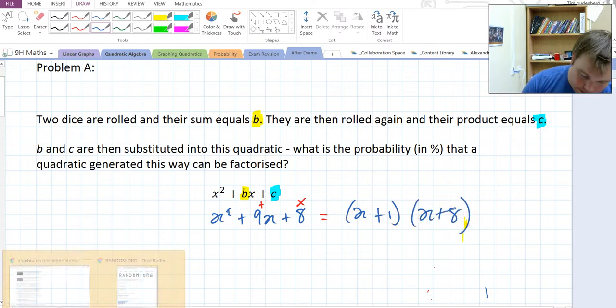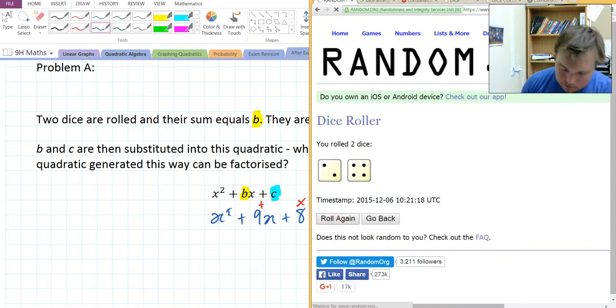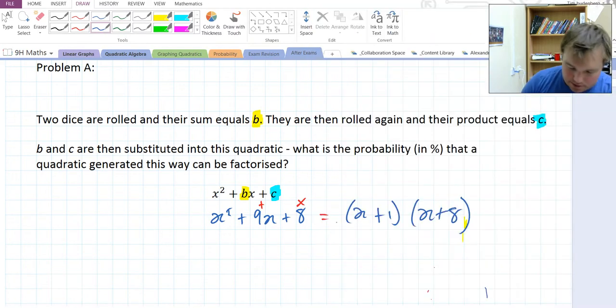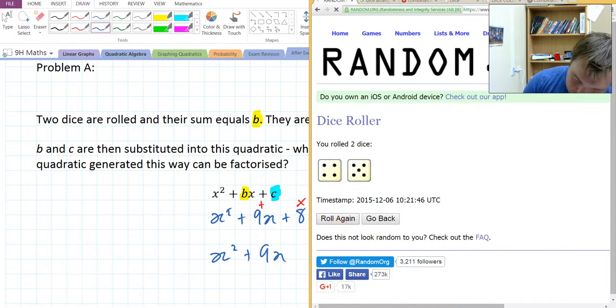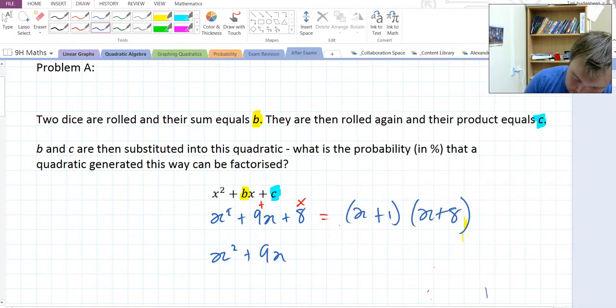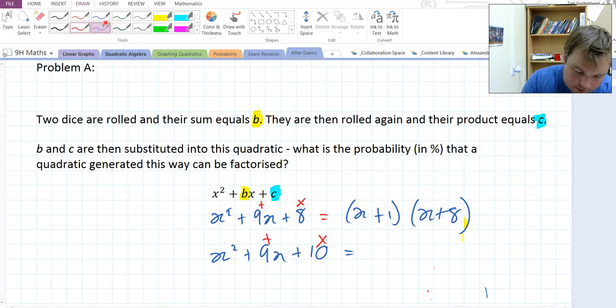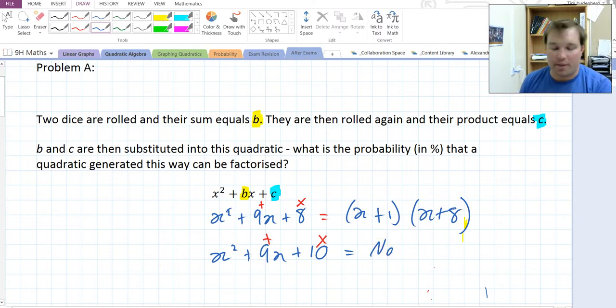Let's try another. Roll. Oh, what are the chances? In fact, you should be able to work that out. 9. x squared plus 9x. Let's go again. Roll. Plus 7. Sorry, 2 times 5 is 10. So we're looking for numbers that multiply to 10 and add to 9. And there are none, so it's a no, or we can't factorize it. And the question is, if we did this thousands and thousands of times, what percentage of those quadratics could be factorized?